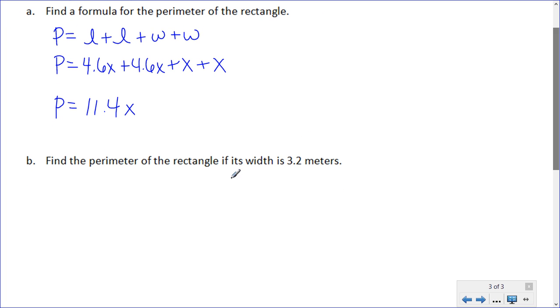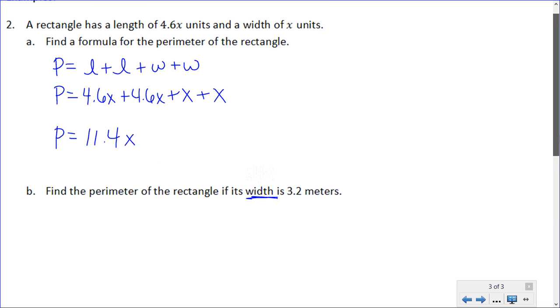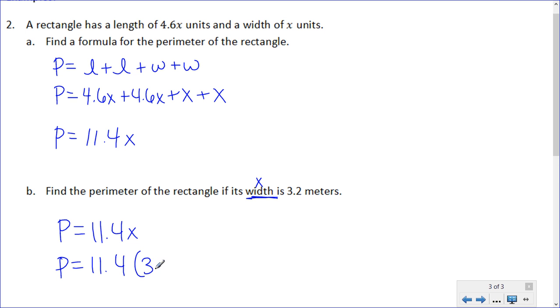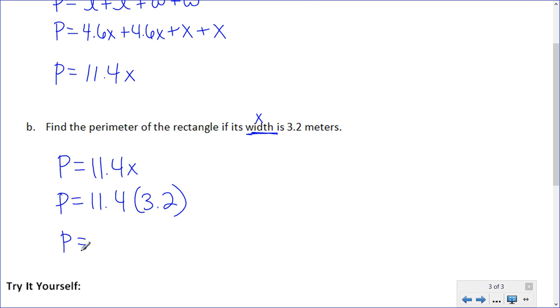Now part B asks us to find the perimeter of the rectangle if its width is 3.2 meters. So width, we go back to the original problem, the width was x. So this is telling us that x is 3.2 meters. So we'll take the simplified formula that we have, P equals 11.4x, and we'll replace x with 3.2. 11.4 times 3.2. We end up with a perimeter of 36.48 meters.